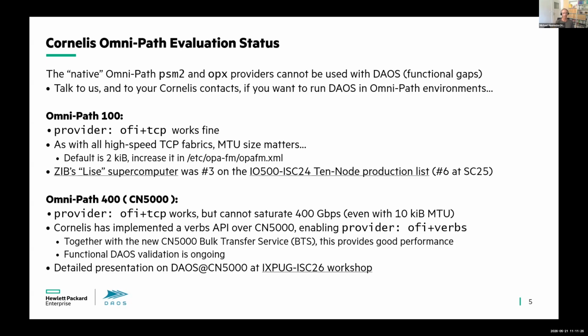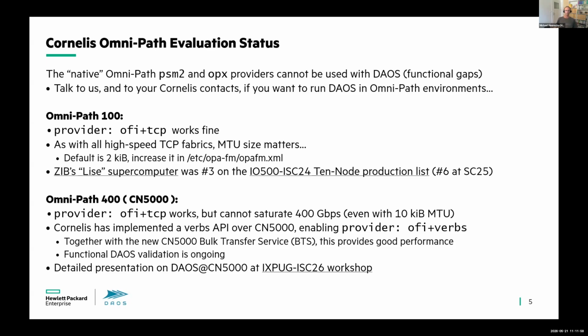On the Omnipath 400 side, Cornelis has actually implemented verbs in the CN5000 environment. We have started running with OFI plus verbs. This is not something that we are officially supporting right now, but we have started validation together with Cornelis, and they have an acceleration layer called Bulk Transfer Services. With that, we are getting reasonably close to line rate on the 400 gigabit switches. It looks pretty good, but we haven't finished all the functional testing yet. So it's a bit premature, but certainly we're on a good path there.